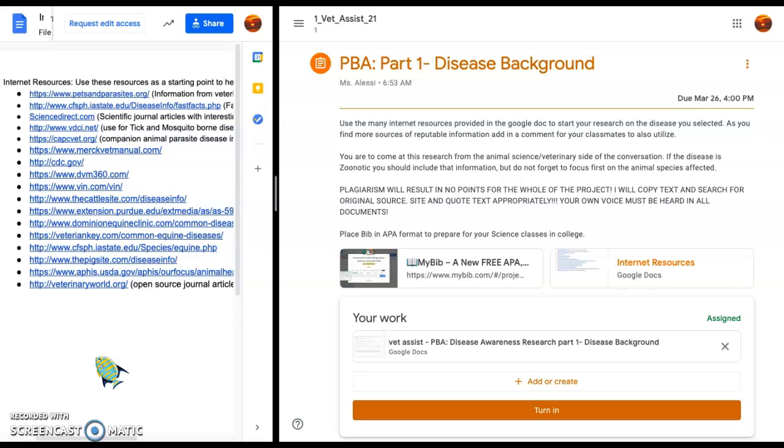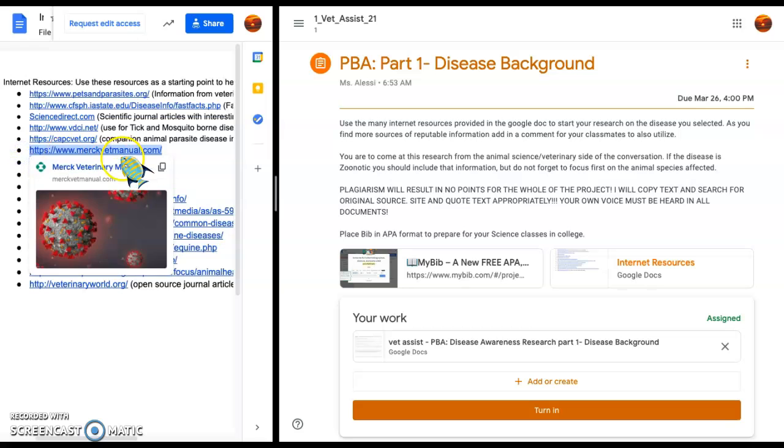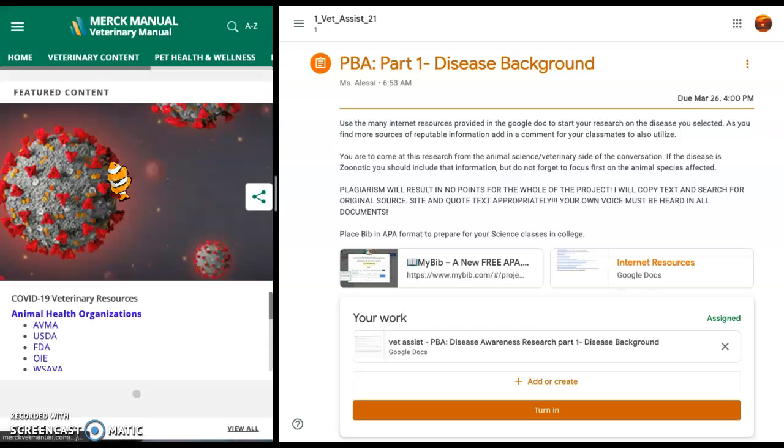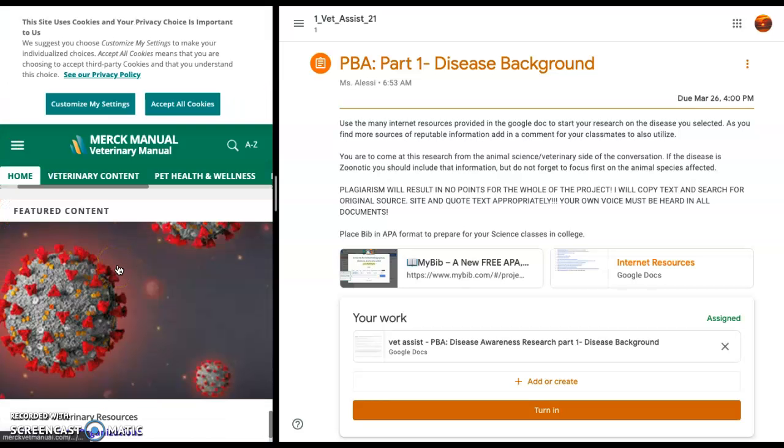Now, many of the diseases that I need to look up, I will be able to find here. The first place I want to get started though is this Merck Vet Manual. So I'm just going to go ahead and click there right away because I know that that's going to have some good basic knowledge for me. Alright, so now I'm going to come back over to my disease background and open up the actual assignment.